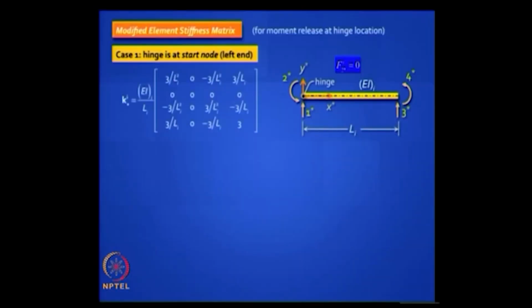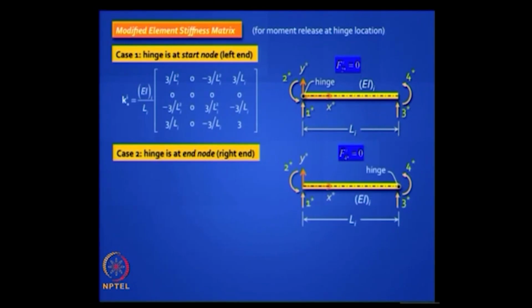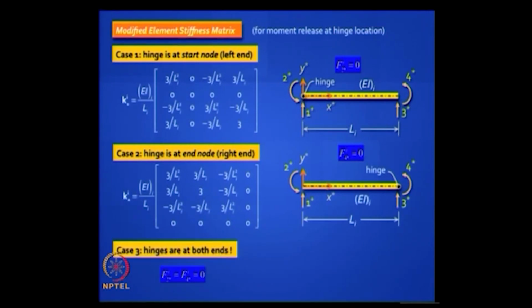What happens if you have a hinge at the end node like that? Now which row and which column will turn out to be 0? The fourth row and fourth column will be 0, and you are basically playing around with these numbers. Okay, you will get something like that. Clear? What happens if both ends are hinged, have internal hinges? So you will get something like that. Okay, have you understood? Better get this clear.